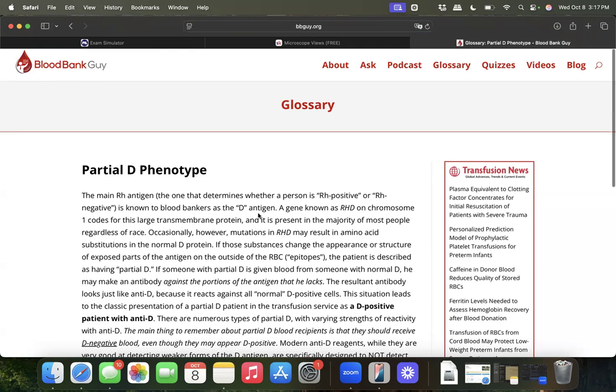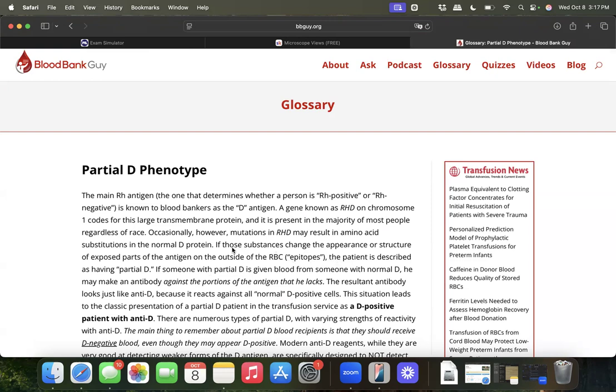Okay. All right. So it says the main Rh antigen we know is the D antigen. The gene known as RHD on chromosome 1 codes for this large transmembrane protein. It is present in the majority of people, regardless of race, right? I think it's like 85% of the population is Rh positive.